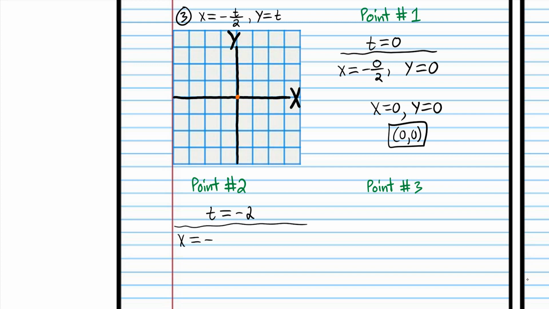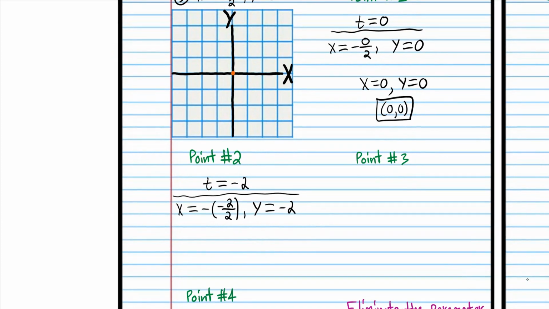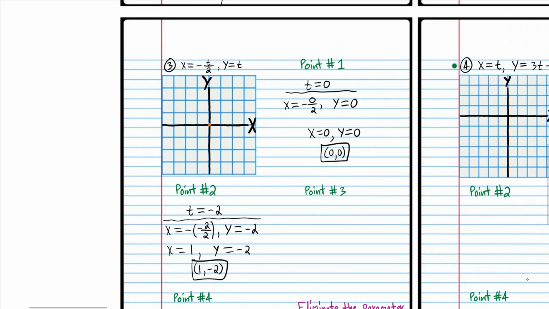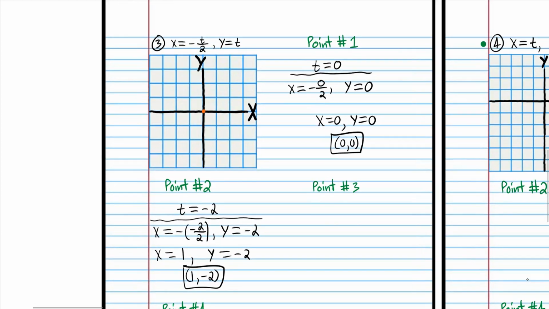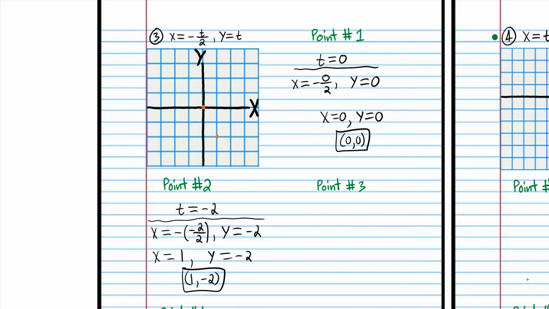So x is equal to -(-2)/2. It's always best to use parentheses just to be safe when you have a double negative. So x is equal to 1 and y is equal to -2. So our next point is 1, -2. So 1, -2 is here.